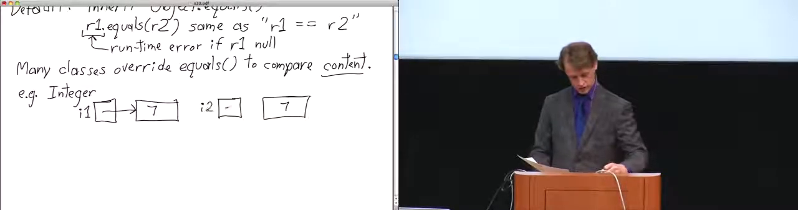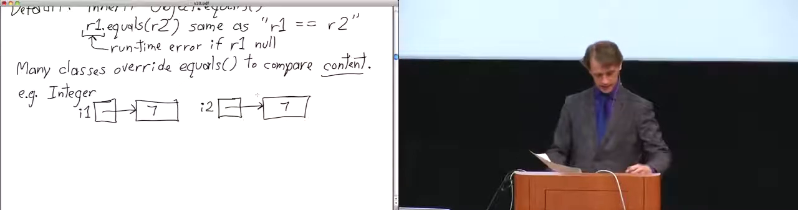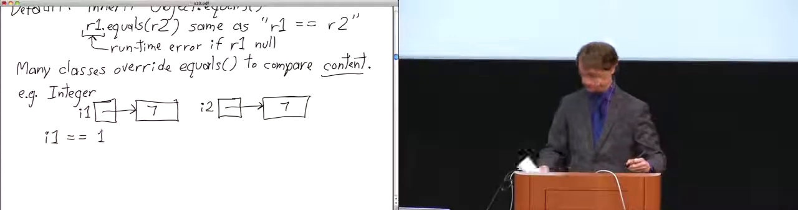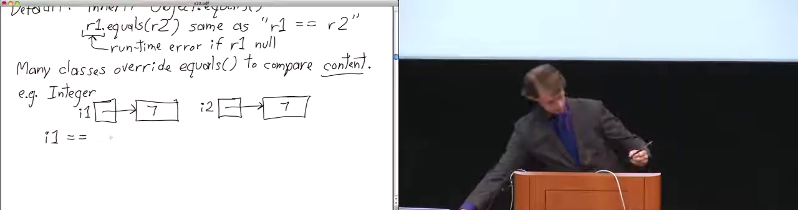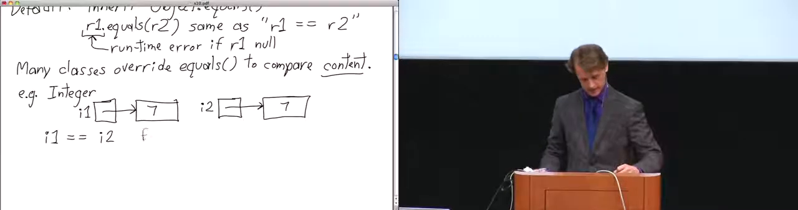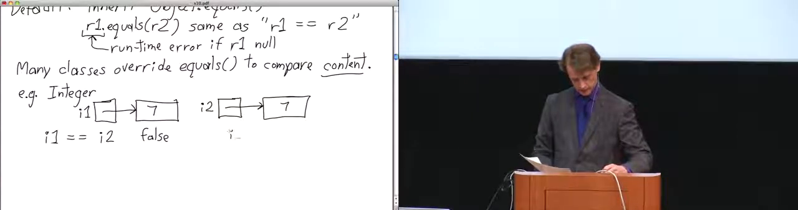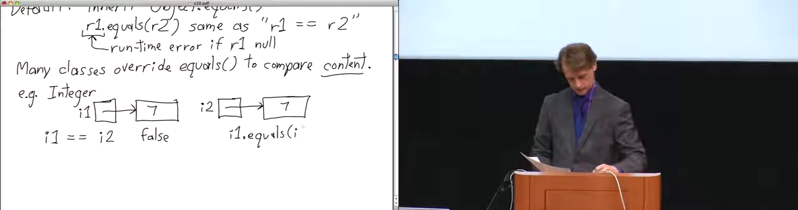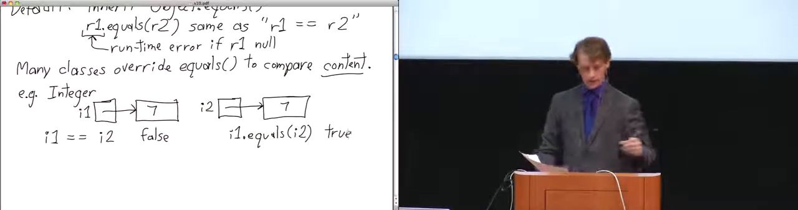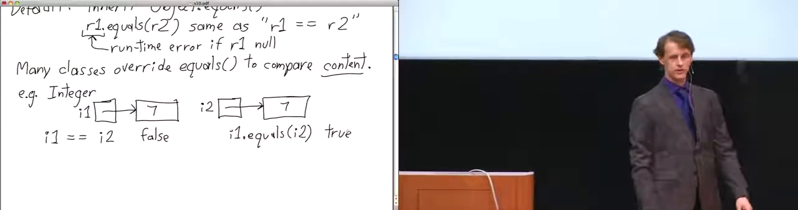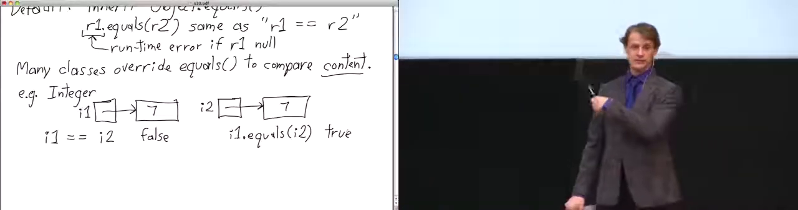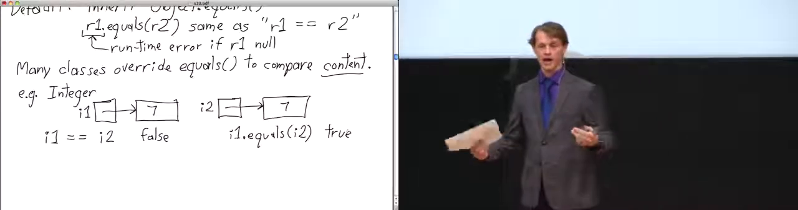and I2 points at that, well then, if I write I1 double equal I2, that's false. But if I write I1.equals(I2), that's true, because the folks who wrote the Integer class redefined, overrode equals to compare the content of the objects instead of just the references.